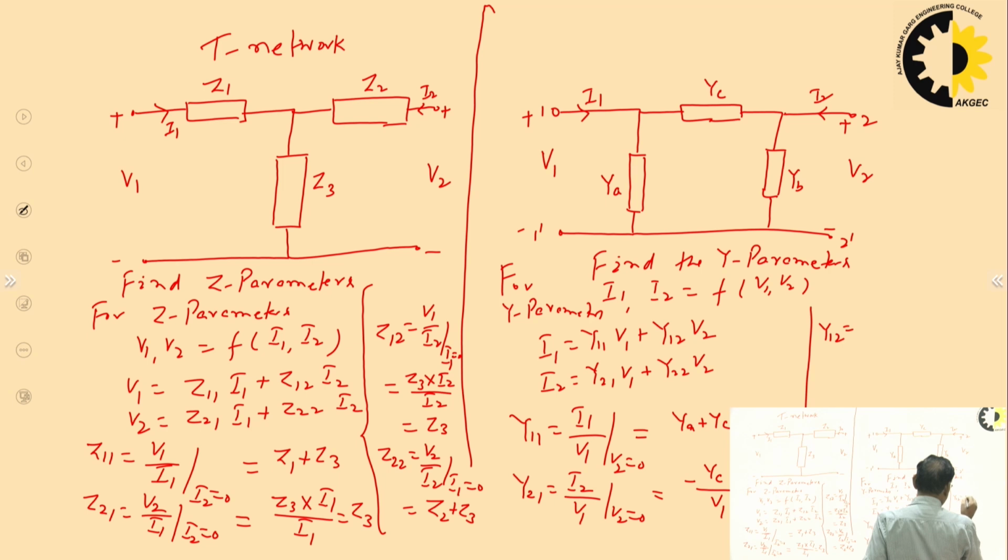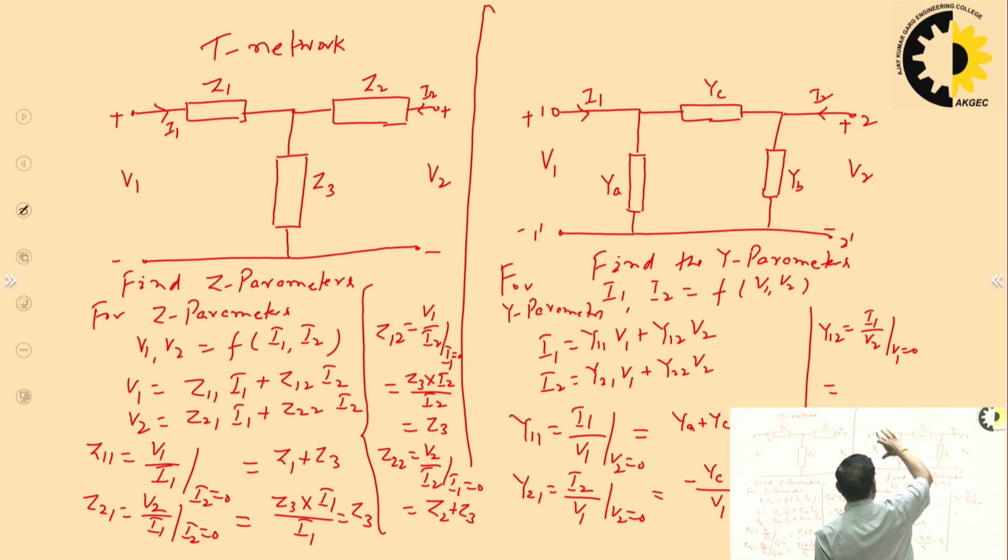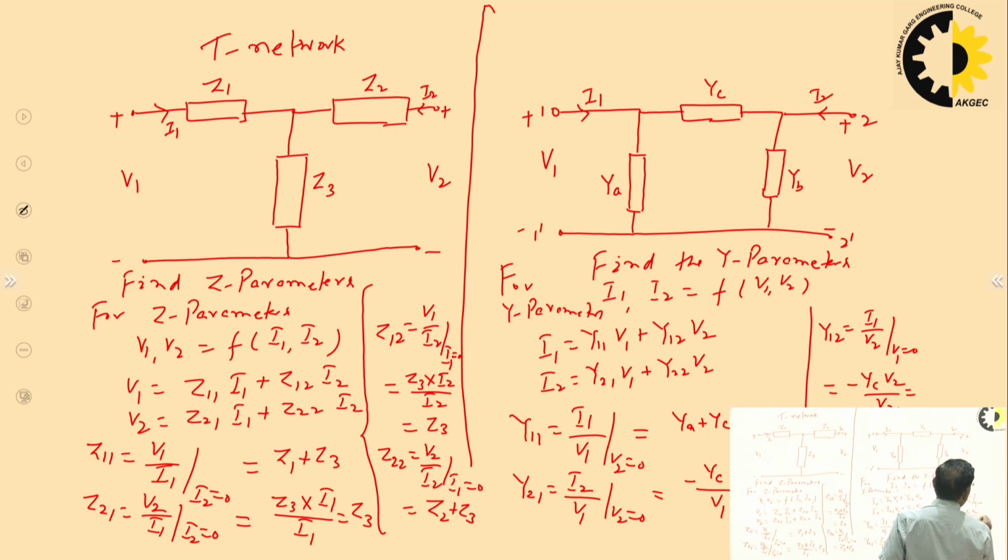Y12. So Y12 is I1 upon V2 when V1 is 0. So V1 is 0, so we place the short circuit here, so the path of the current will be this. Okay, no current will pass through the YA. So it is coming minus YC into V2 upon V2. So it is minus YC. And Y22 is I2 upon V2 when V1 is 0. So it is coming YB plus YC.